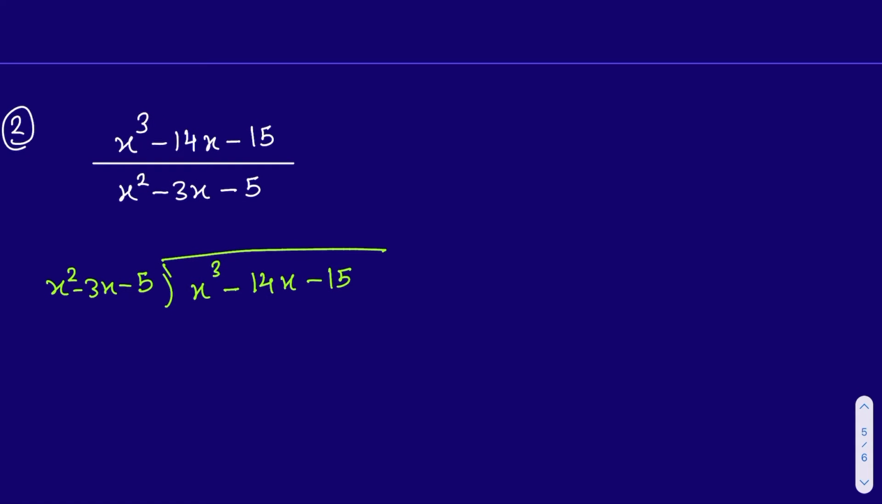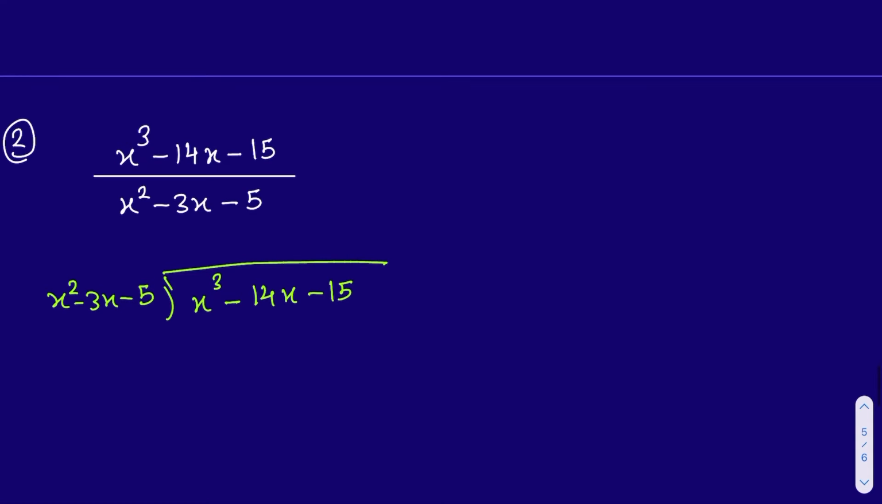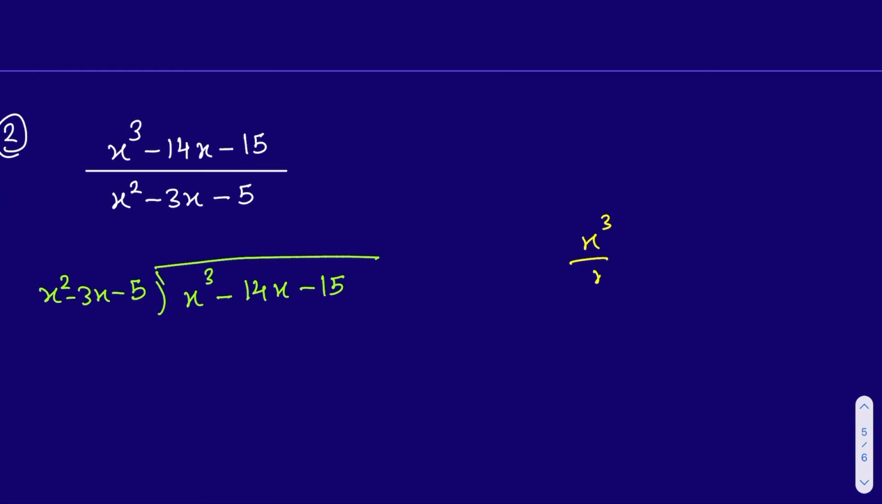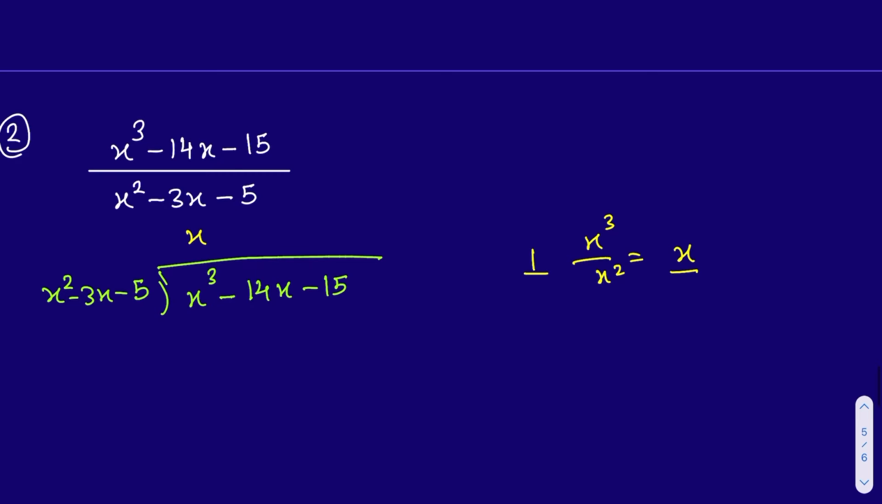So again, we will repeat the two steps that we already have learned. And step number 1 is look at the first term and divide it by the first term of the divisor. So x to the power of 3 divided by x to the power of 2, and the answer will be equal to x. So immediately I will write this x here, okay? And then, so this is step number 1. Step number 2, I need to multiply x by x to the power of 2 minus 3x minus 5, and the answer will be equal to x to the power of 3 minus 3x^2 minus 5x.